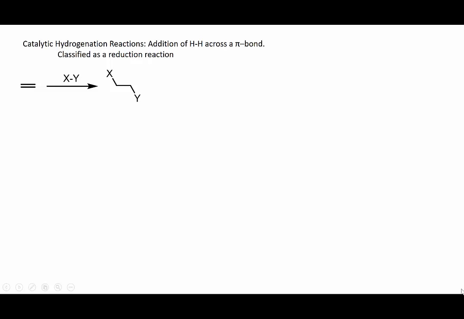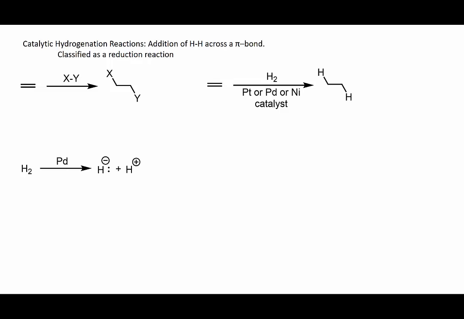The next reaction we're going to discuss is a catalytic hydrogenation reaction. In this type of reaction, we reduce a double bond by adding two hydrogen atoms across that bond. So in this case, we're going to add hydrogen gas and a metal catalyst. You'll often see platinum or palladium or nickel. This will result in the addition of these two hydrogen atoms and a reduction of the double bond.